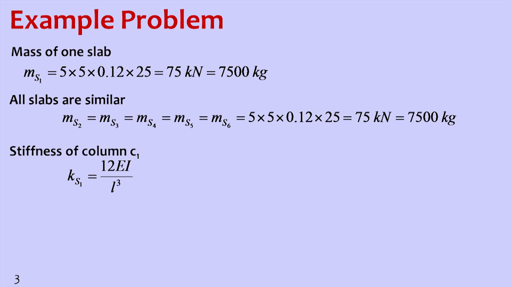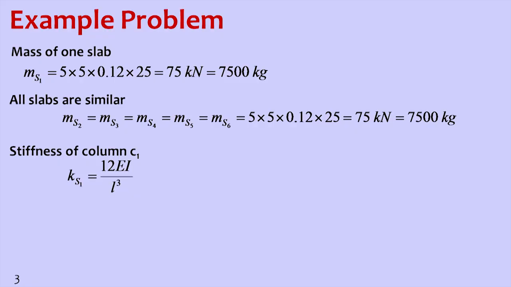Similarly, we calculate stiffness, as we have already discussed. The stiffness of the building is usually constituted by the columns alone. Basically, we are concerned about the lateral stiffness, so we go with the lateral stiffness which is resisted by the columns.